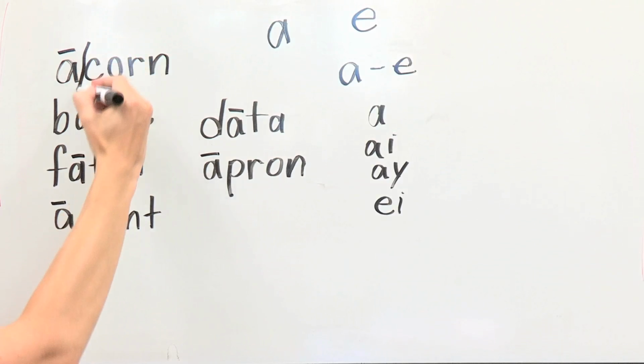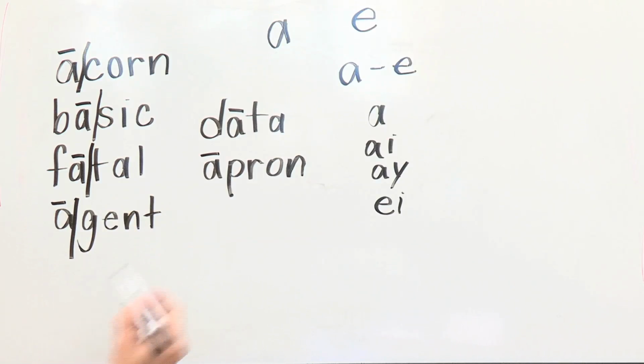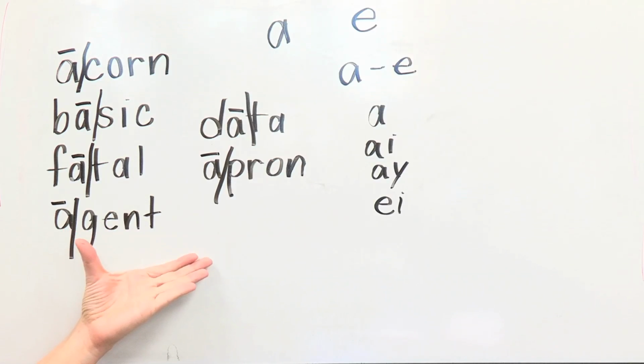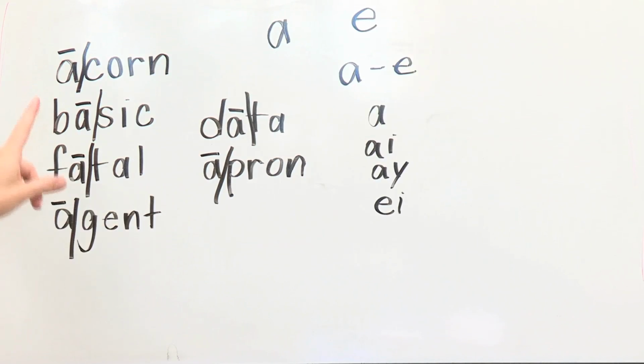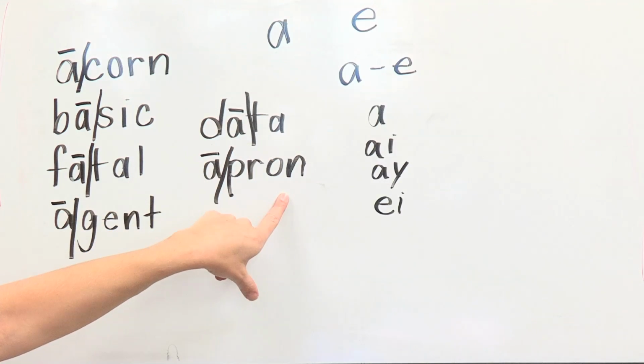So we have acorn, basic, fatal, agent, data, and apron. If you look at the end of each syllable, it ends with the letter A. Those are what we call open syllables, meaning the syllable ends with a vowel, and it's mostly going to be a long vowel sound. So acorn, it ends with that vowel, so it's going to be long A. Bay, it ends with that vowel, so typically it's always long. Basic, fatal, it ends with that vowel. Agent, data, apron.